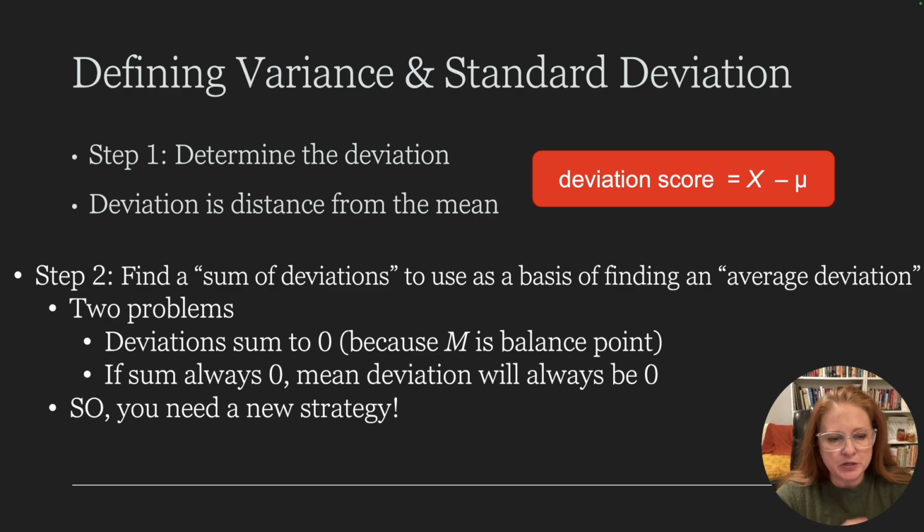So what students want to do is find the sum of the deviations, or the average deviations: how far away from the average am I? And if you strictly do that, you're going to run into problems. One, the deviations sum to 0 because the mean is that balance point, the average. If you sum it, you're always going to get 0. So if I take all my scores above the mean and all my scores below the mean, I'm always going to get 0. So I need a new strategy.